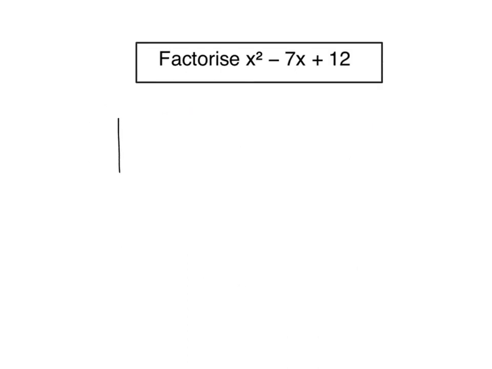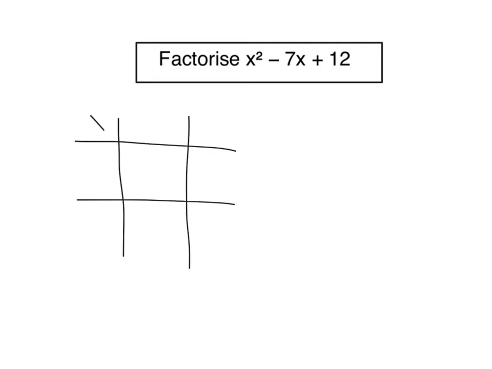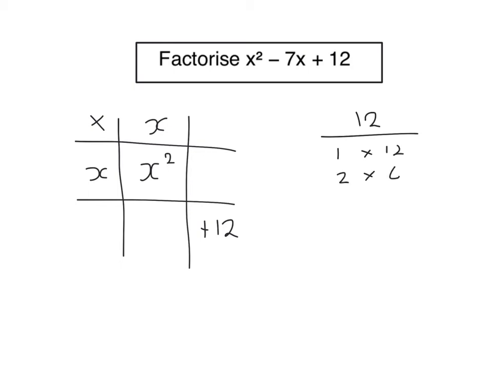Okay, let's have a go at another one. This one involves negatives as well. So again, I know that this is x squared, so this must be x times x, and I know that this is positive 12. So I know that something times by something is going to be equal to 12. So let's list my factor pairs of 12. 1 times 12, 2 times 6, 3 times 4.